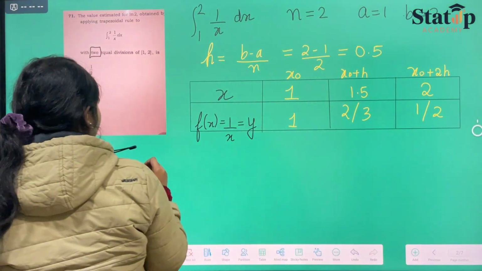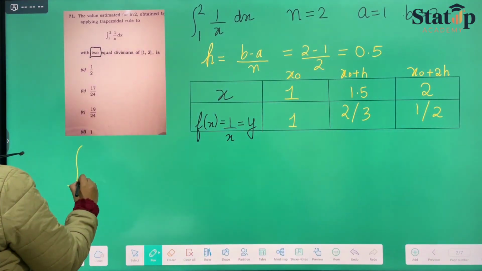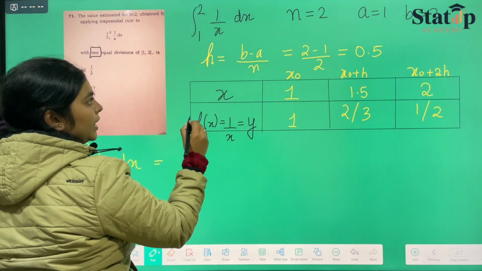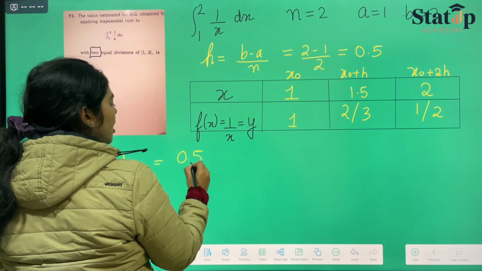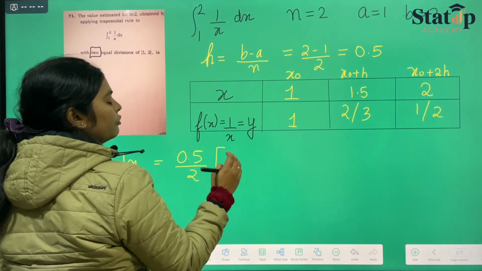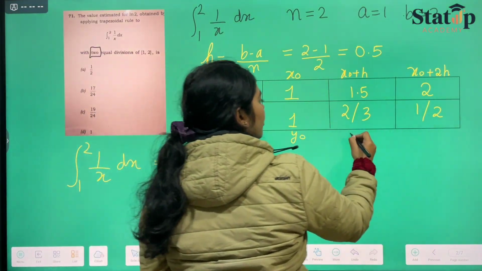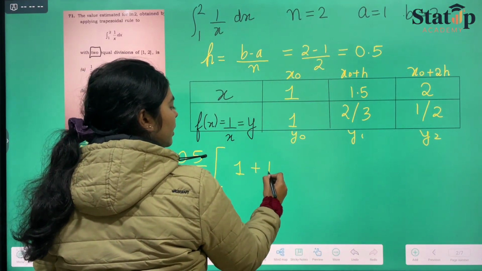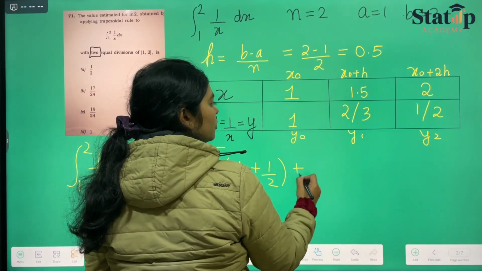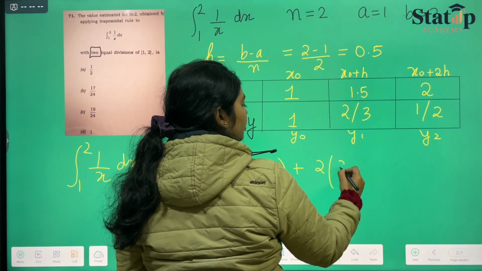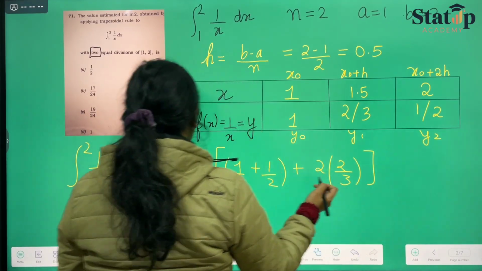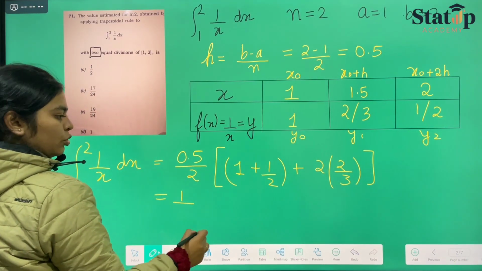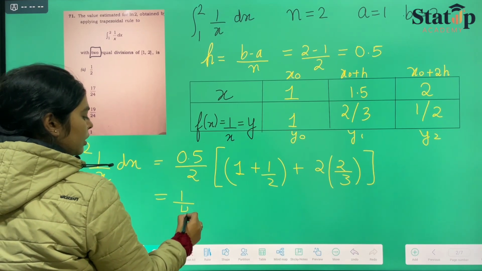Now we have to calculate the trapezoidal rule, which is the integration from 1 to 2 of 1 upon x dx, equal to h by 2, where h is 0.5 upon 2, into the bracket: first and last term. This is y0, y1 and y2. The first and last terms are 1 plus 1 upon 2, plus 2 into the middle term, 2 into 2 by 3. If we solve this, 0.5 will be 1 upon 2, and 1 upon 2 into 1 upon 2 will be 1 upon 4.